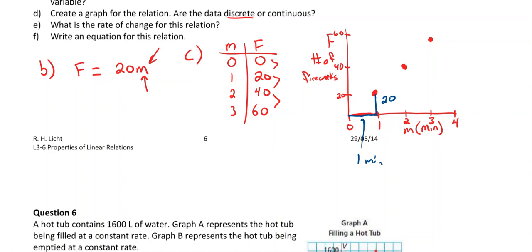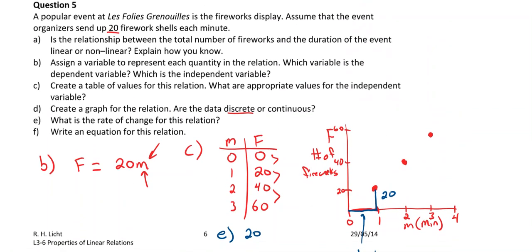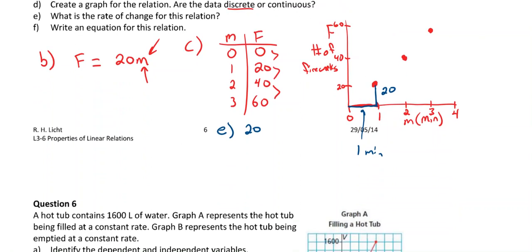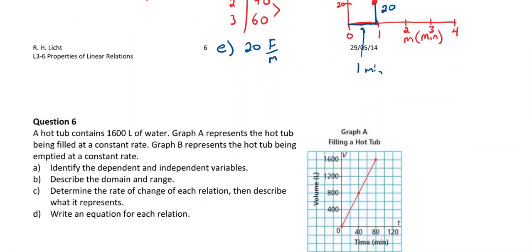So our rate of change in this one would just be 20 or 20 over 1, and then that would be fireworks. Yeah, technically your units would be like maybe F per second or per minute. Fireworks per minute, which would be like 20 over 1. That'd be the same thing too, right? Rise over run. Yeah.